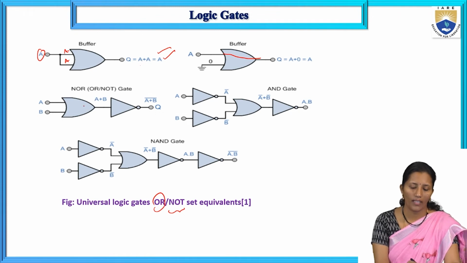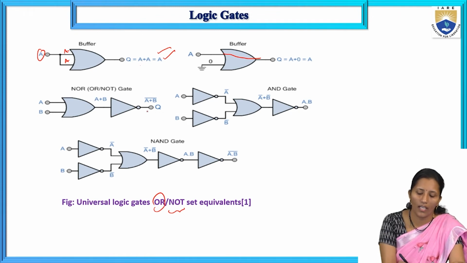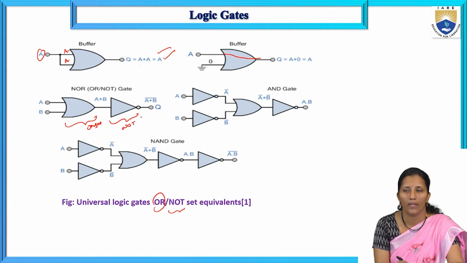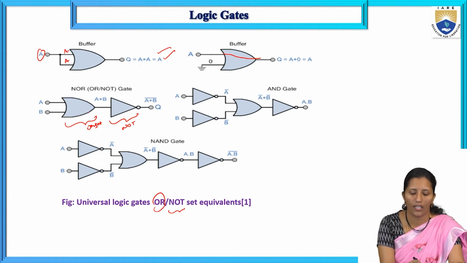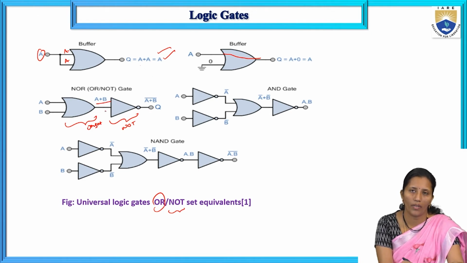And the NOR gate, realize the NOR gate A plus B bar. So the OR gate followed by a NOT gate is A plus B whole bar. Here we are getting A plus B, and the complement of A plus B is A plus B bar. So that's why we are giving the input to the NOT gate.